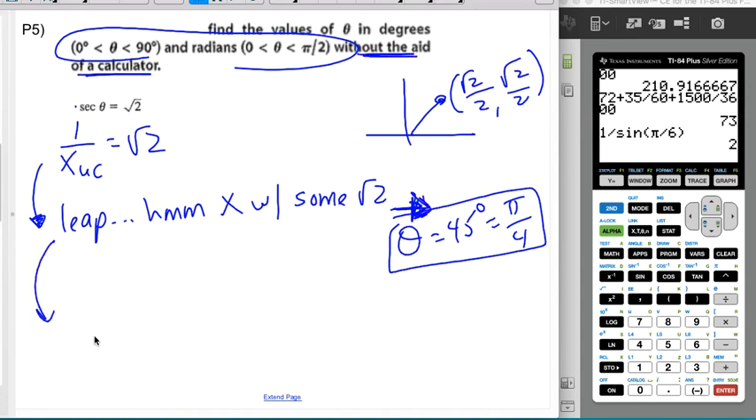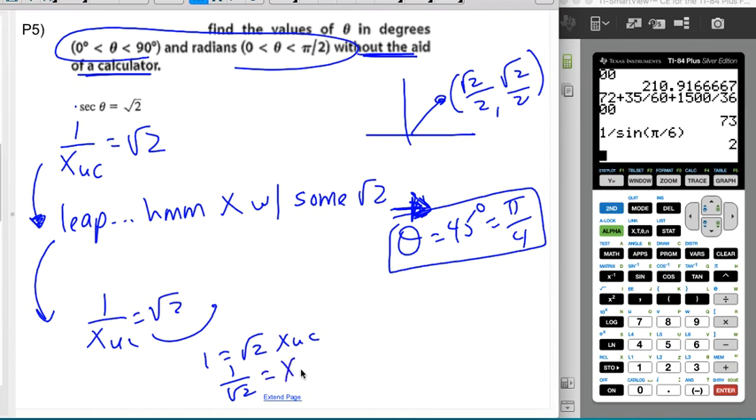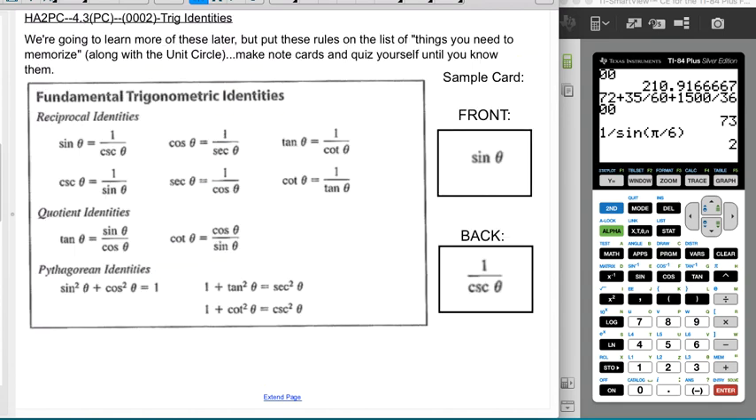Or if you had to go the other route, you could say, cool, 1 over x on the unit circle is √2. So if I multiply this over, I'd get 1 equals √2 times the x on the unit circle. 1 over √2 is the x on the unit circle. When you rationalize, that becomes √2/2, and boom, you land at the same spot, right? Cool. So I'm definitely not here to penalize you for making mental leaps. I think mental leaps are dope. All right, so that's it for the first video.